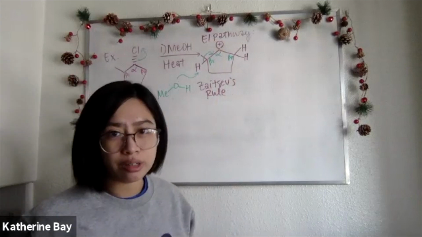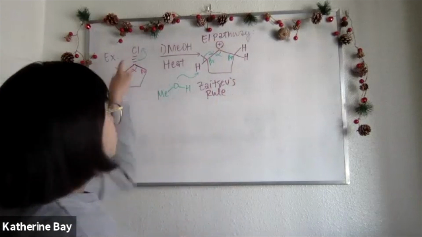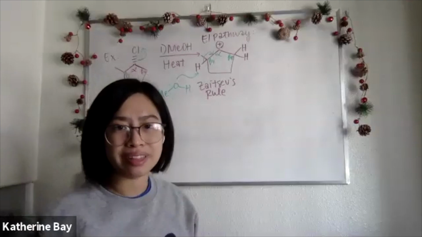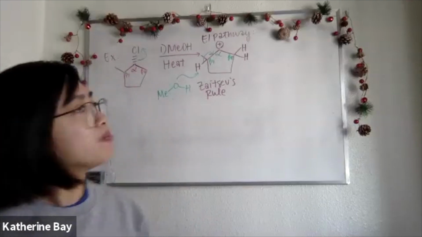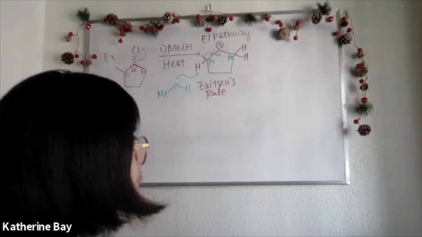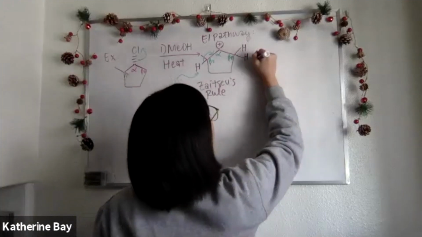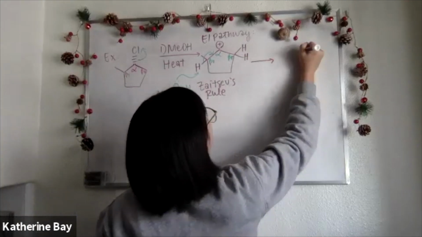We just have 2 arrows to draw just because our leaving group, chlorine, already left. And remember that E1 reactions are also a 2-step reaction. So from here, we form our alkene.